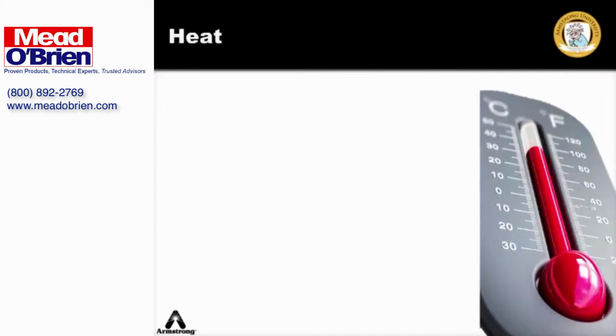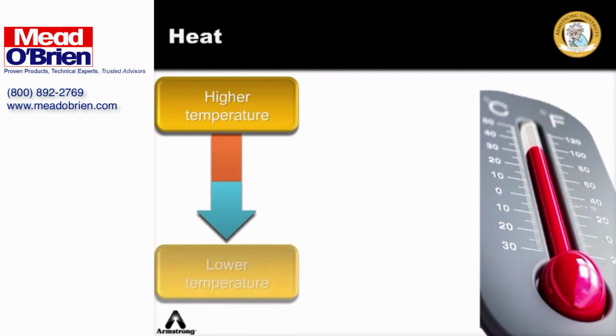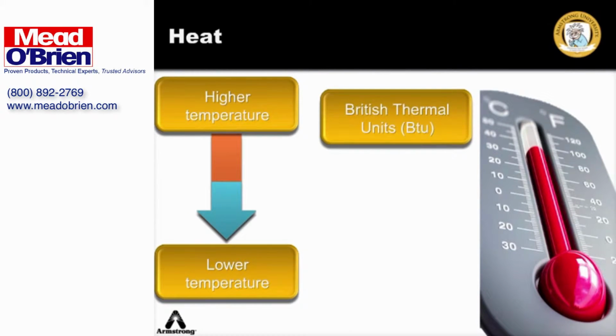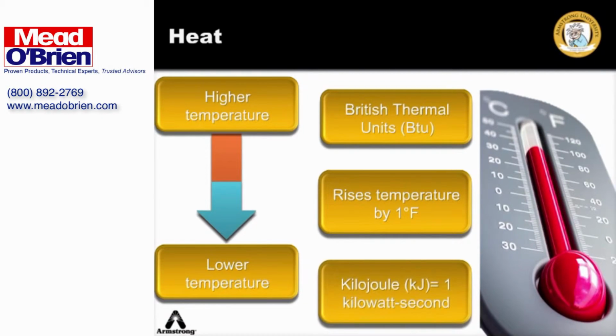Heat is a measurement of the movement or transfer of energy from a body with a higher temperature to a body with a lower temperature. We measure heat in British thermal units, BTU, or kilojoules. 1 BTU is the amount of heat required to raise the temperature of 1 pound of water 1 degree Fahrenheit. In SI units, the kilojoule is equal to a kilowatt second.